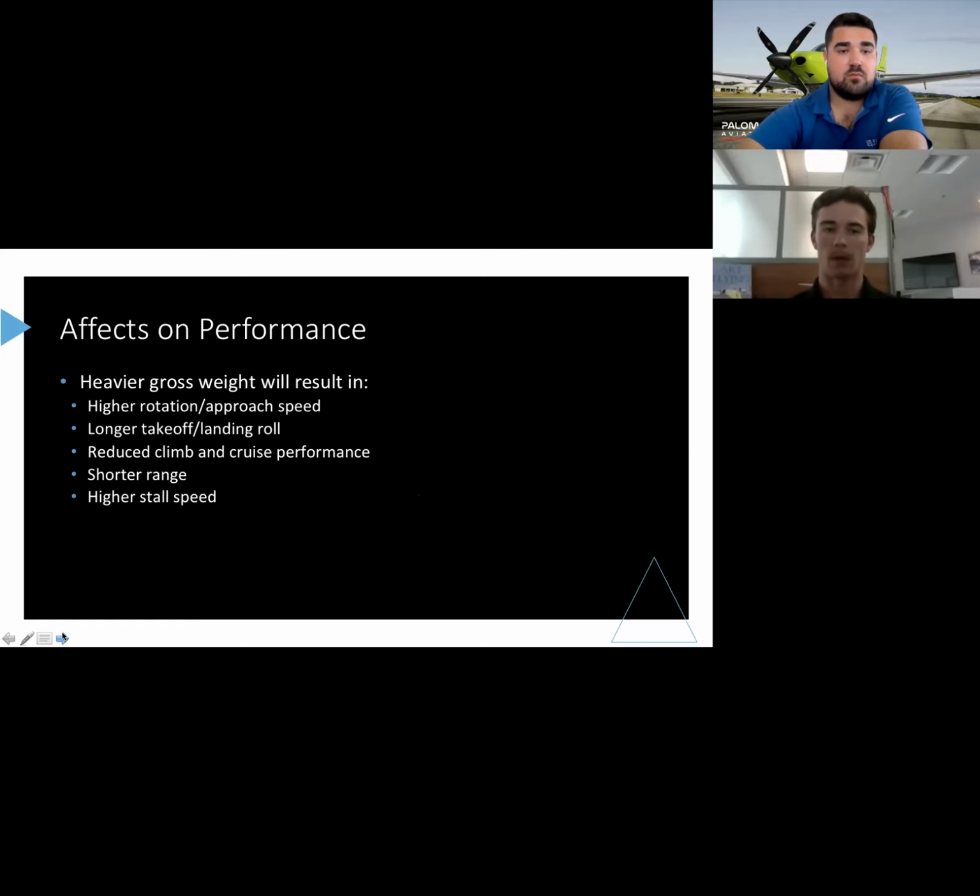So now we can talk about the effects on the performance of the aircraft. A heavier gross weight will result in a higher rotation or approach speed, a longer takeoff or landing roll, reduced climb and cruise performance, shorter range, and higher stall speed. That is because the airplane, for the takeoff and landing roll, has to move a lot more weight. So as it gets heavier, that puts more strain on the engine. So you're going to need a little bit longer runway to account for that.